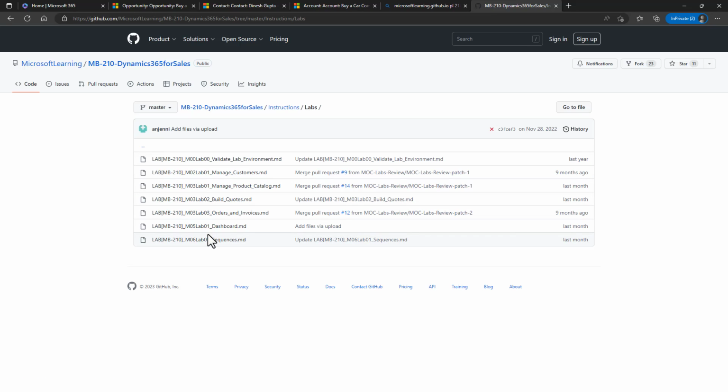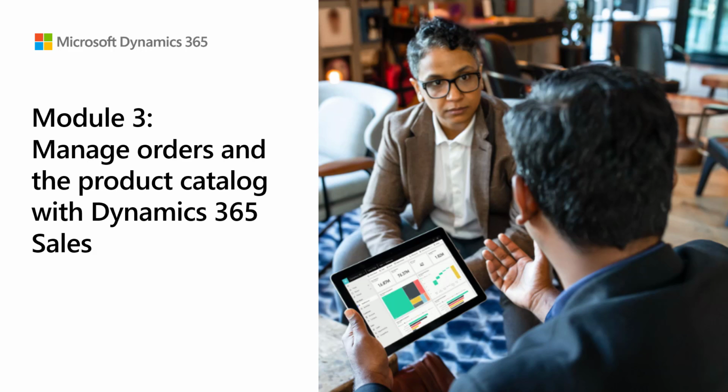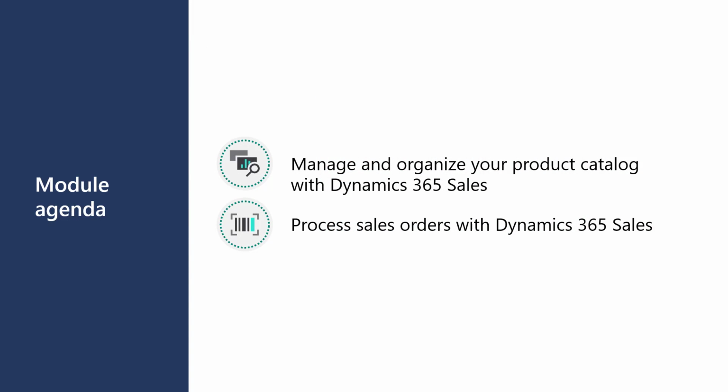So we would be going towards the next session, wherein we would be exploring more about orders, quotes, and invoices, towards our module 3, wherein we would be exploring how to manage the orders and product catalogs in Dynamics 365 Sales, and this is one of the most important aspects. The agenda for this module is two-fold: first and most important is how to manage and organize your products in Dynamics 365 Sales, and then how to use these products which you have provisioned and managed in Dynamics 365 over your sales orders.